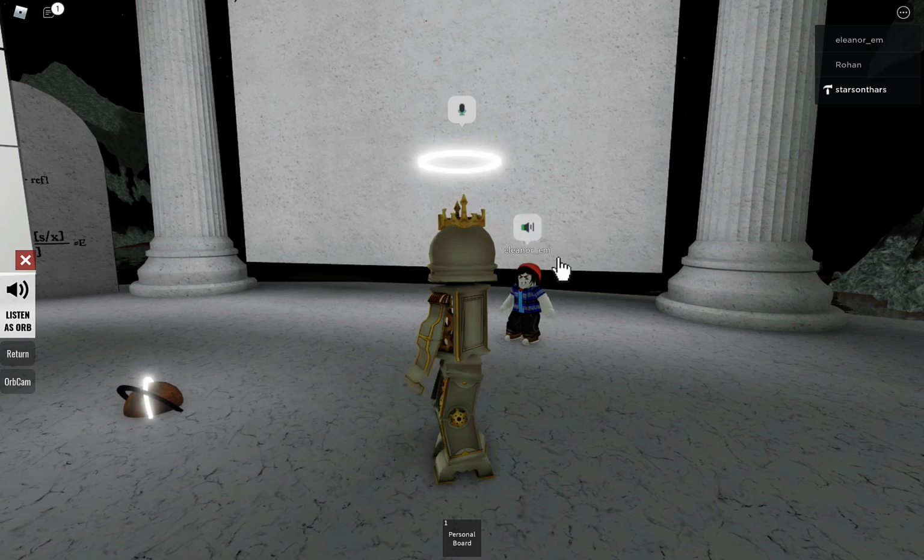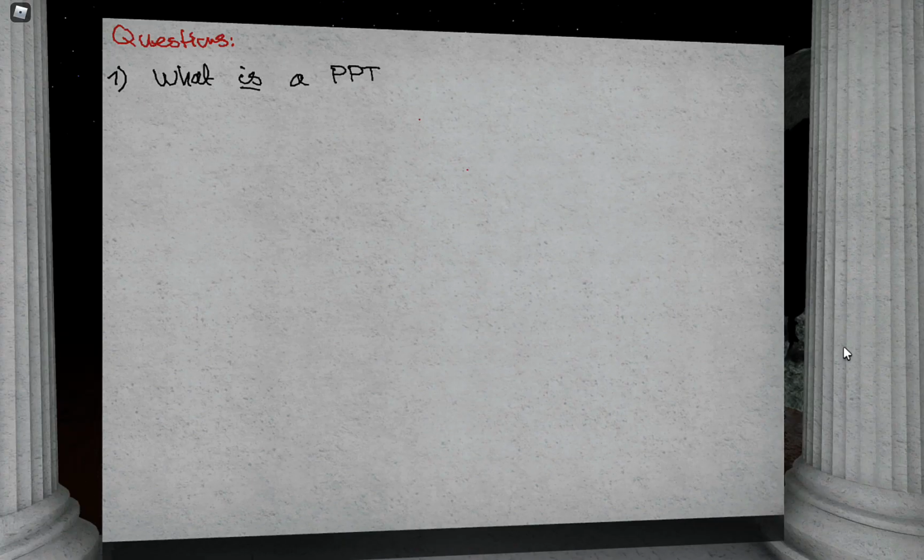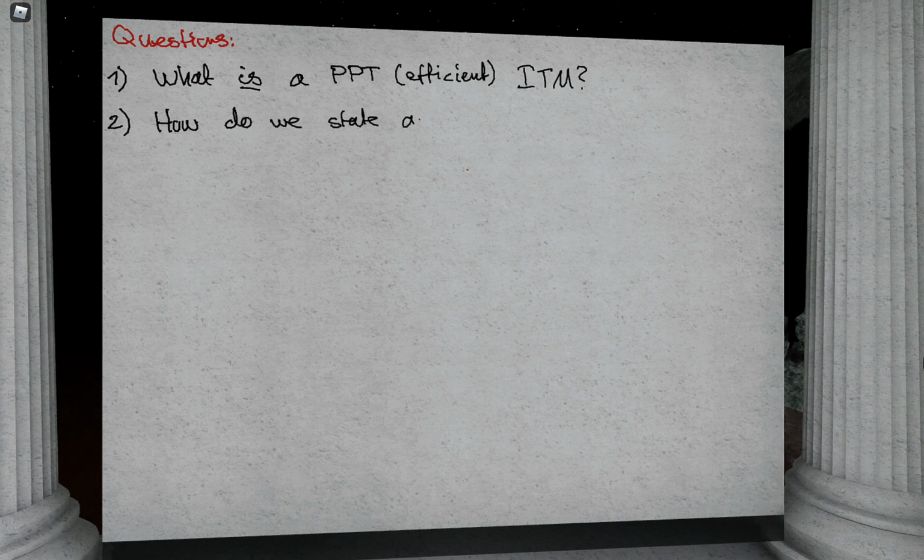We're here. So what is a PPT, or efficient interactive Turing machine? This is far from clear. And then how do we state and prove a composition theorem?